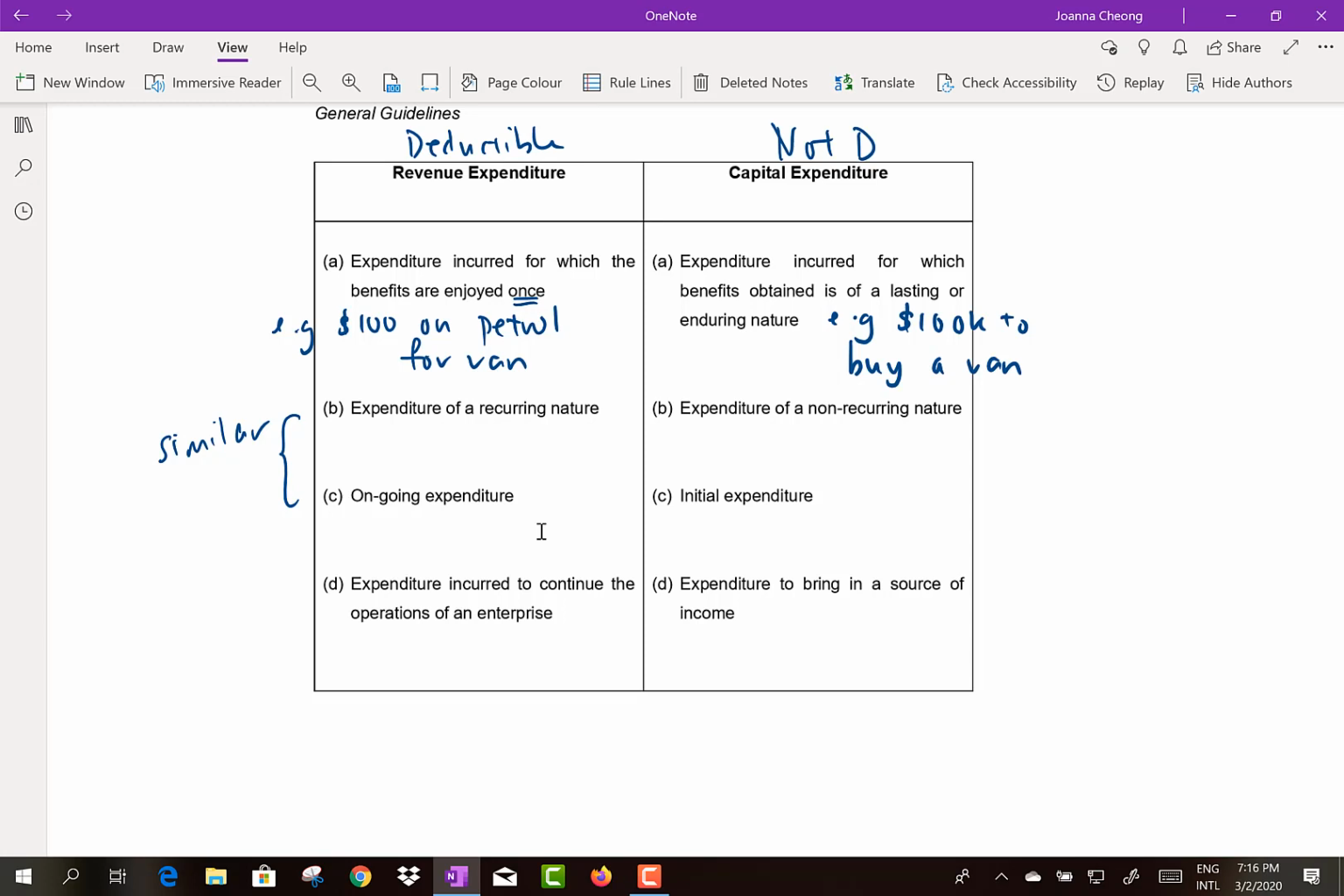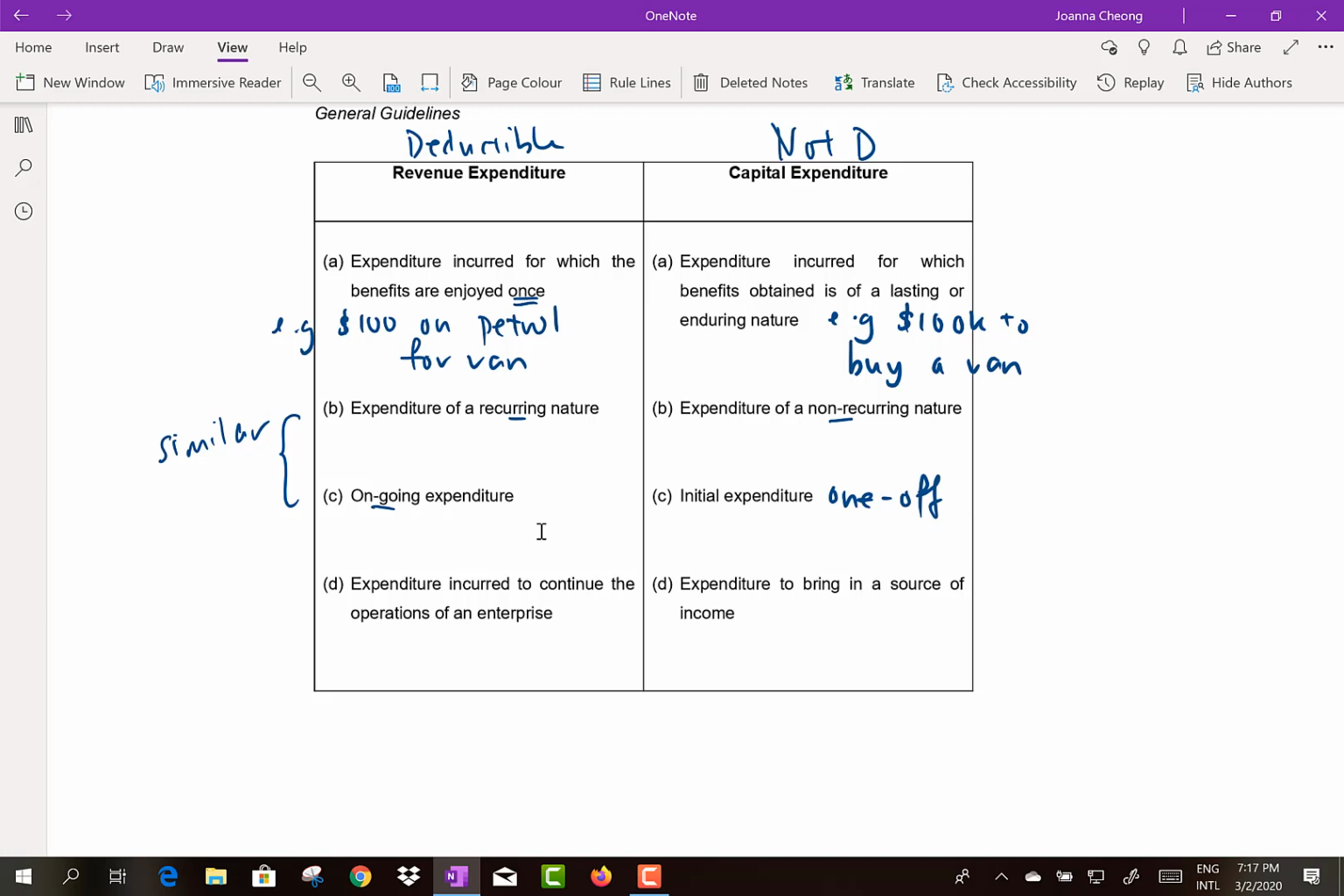Firstly, you ask whether the expenditure is recurrent. Recurring means is it frequent? Is it ongoing? If yes, then it is revenue in nature and deductible. If it is non-recurring, a one-off kind of expense, then it is unlikely to be deductible. Now, I am going to use one example to help you really understand what I mean by one-off and what I mean by recurring.